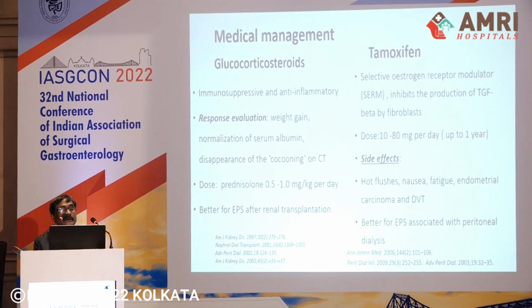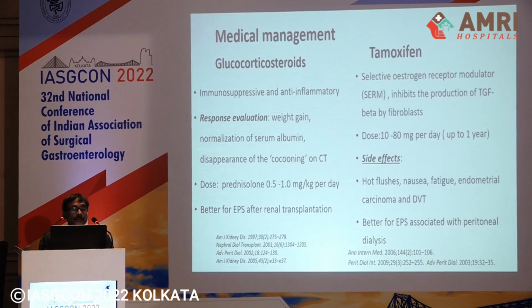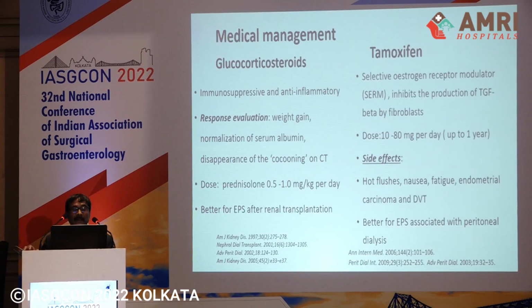The dose for the corticosteroid prednisolone is 0.5 to 1 milligram per kg per day, and it should initially be tried for 1 month. If the patient's symptoms improve and the disease resolves, then one can find weight gain, normalization of the protein, and disappearance of the cocoonization on CT scan.